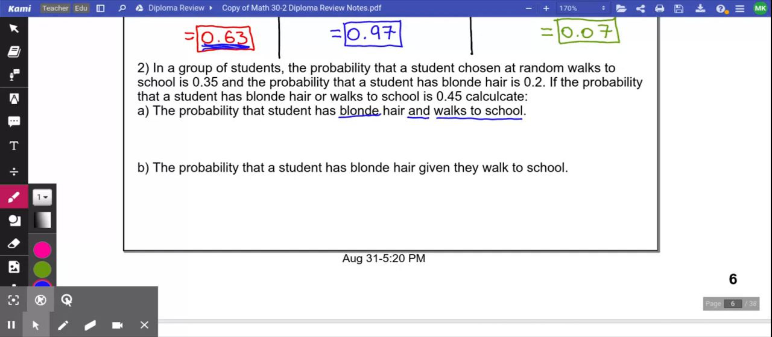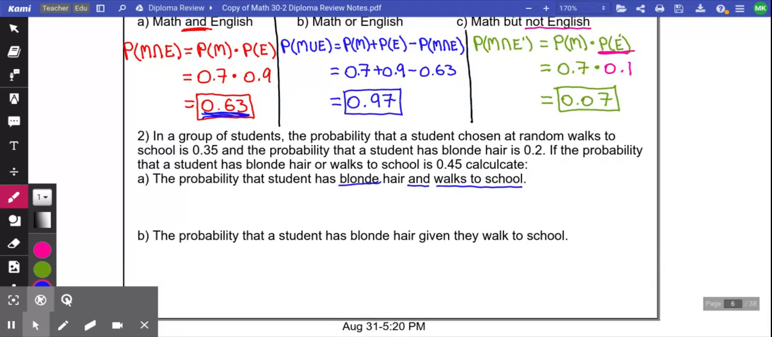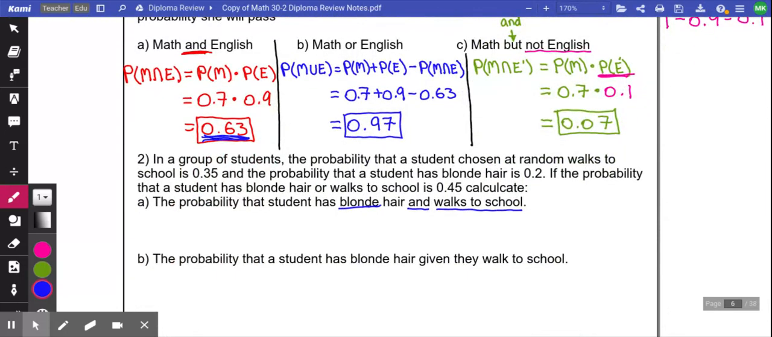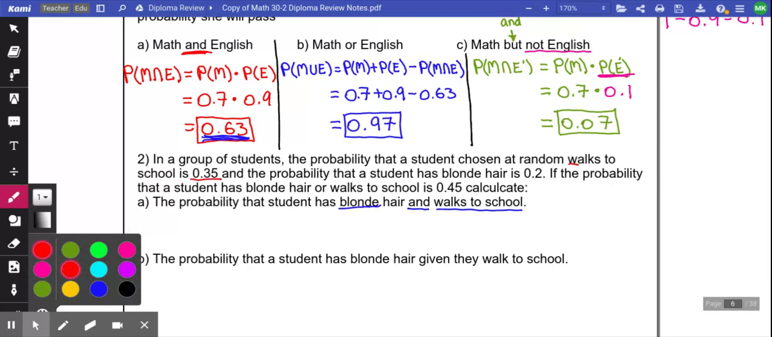So because we don't know whether or not it's independent or dependent, we don't know which one of these formulas to use. But what we do know is that we have some other information for once. We have the probability of walking is 0.35. We have the probability of blonde hair is 0.2. And then we also have the probability of blonde hair or walking is 0.45.